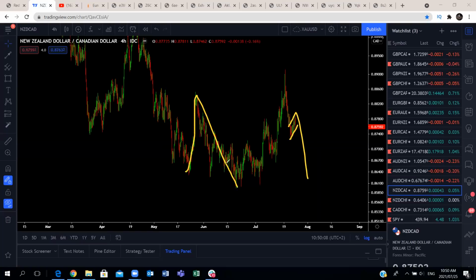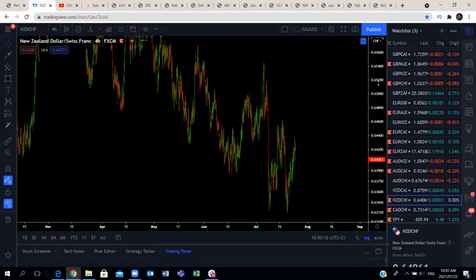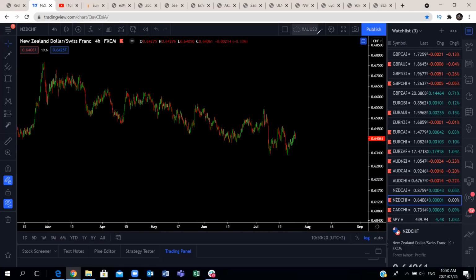This has now made this bigger expanding flat. We're now looking for downside here. Look for this to continue to the downside. Right, New Zealand Swiss. New Zealand Swiss, look for downside. The crosses are looking downside. Almost all the crosses are looking downside except for CADJPY.